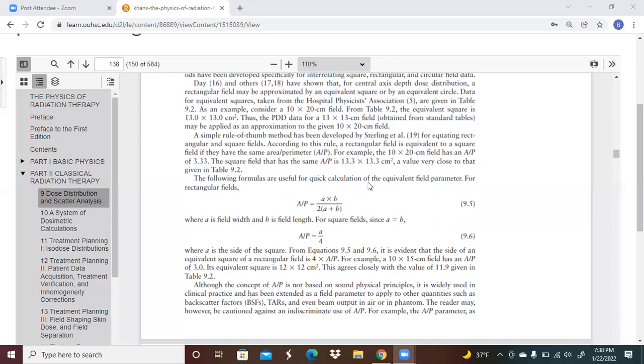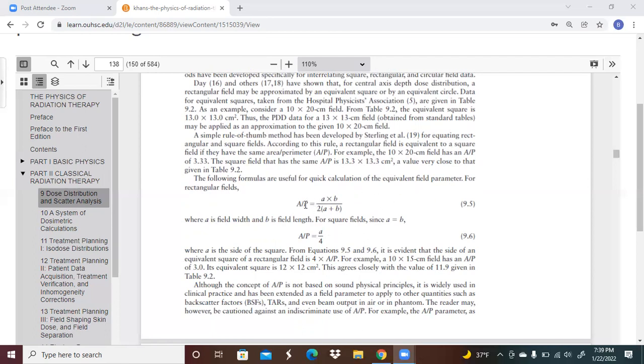So what we're going to do is attempt to figure out what sort of A over P ratio we are going to be looking at for an irregular field such as 10 by 20. Let's see if I can find the formula right here. The way to figure that out is the equivalent field parameter.